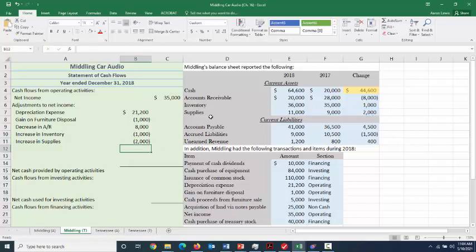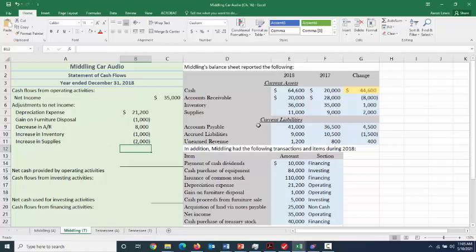So for your current asset accounts besides cash, what you're going to do is find the change, and whatever the change is, do the opposite on your statement of cash flows. If you have an increase to a current asset, it decreases cash flow. If you have a decrease to a current asset, like we do with AR, it increases cash flows.